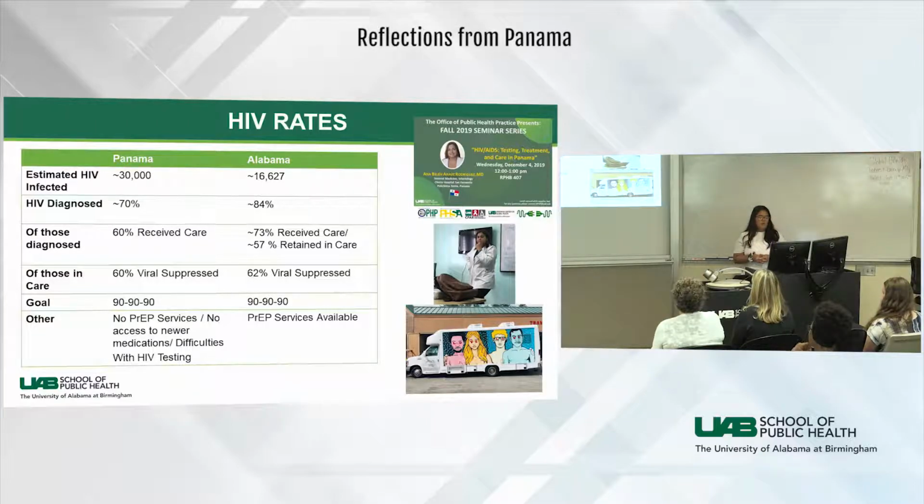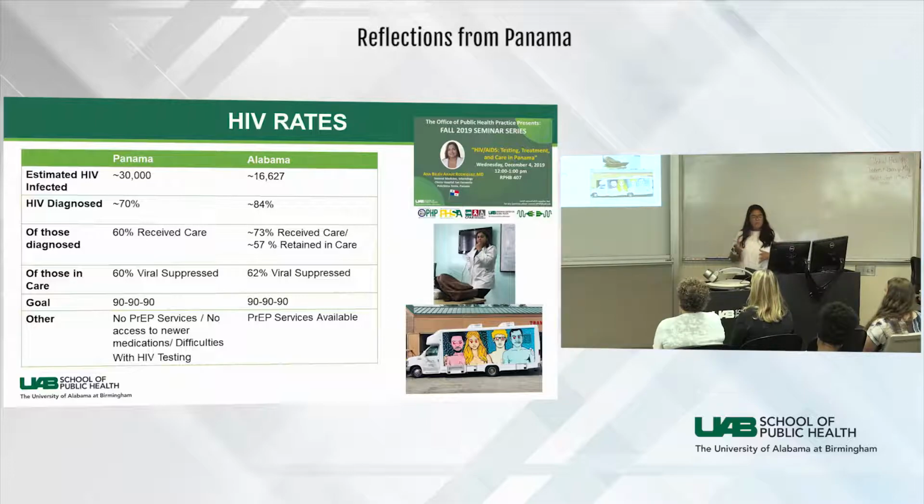So approximately 70% of those with HIV have been diagnosed, and of the 70%, 60% have received care. Of the 60% who have received care, 60% have been virally suppressed.